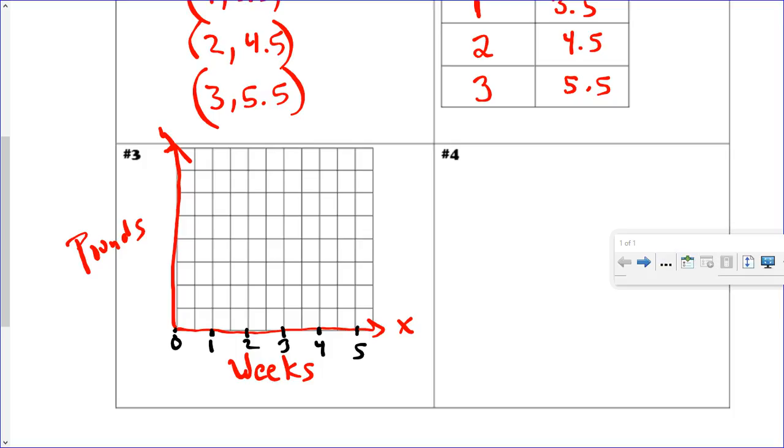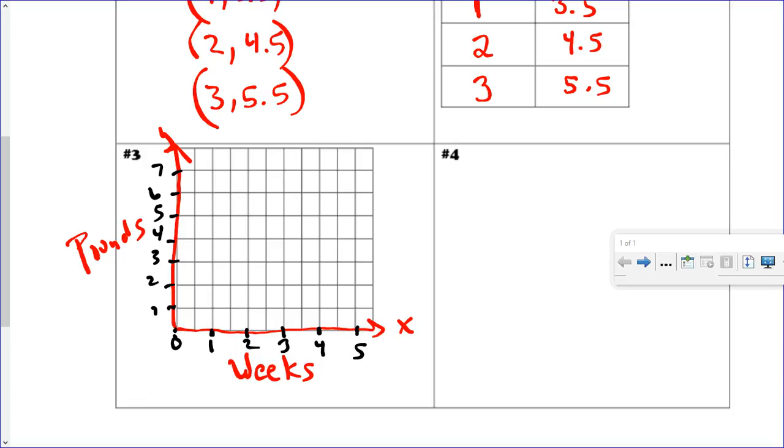For the pounds, the highest number of pounds I have is 5.5, but I would like to be able to show half. So let's say I got 1, 2, 3, 4, 5, 6, 7, 8. Looks like I'm just going to have to go up by ones. I don't think I really have any other good options. So I'll go 1, 2, 3, 4, 5, 6, 7. We'll stop there. We'll see if we need any more.